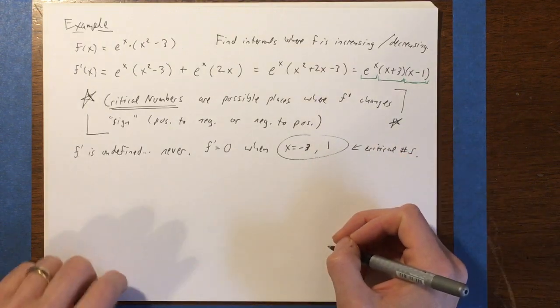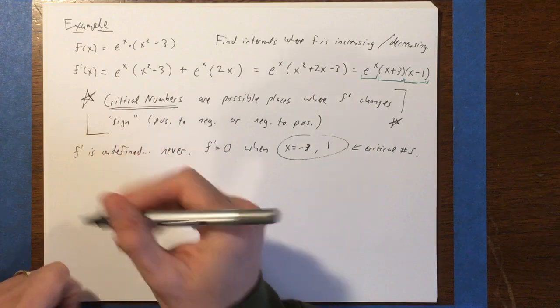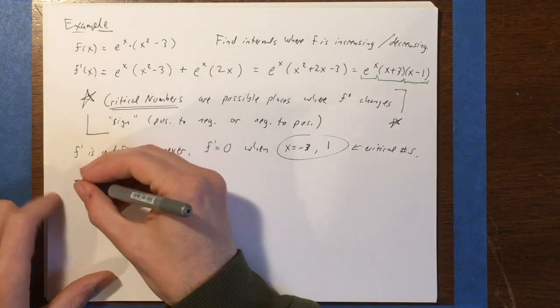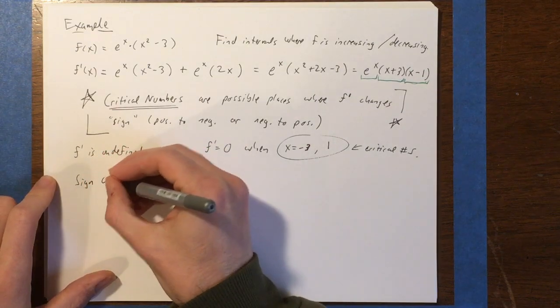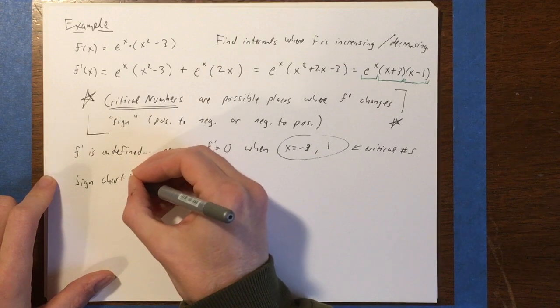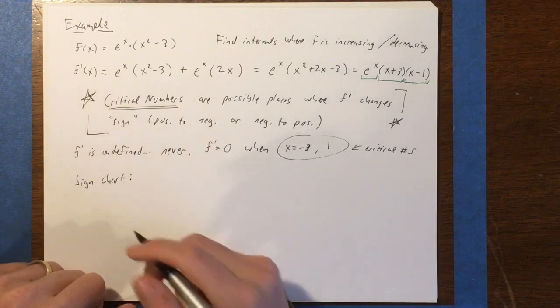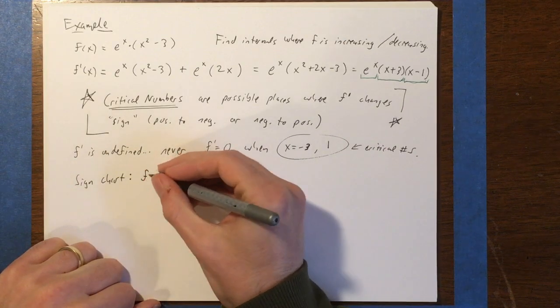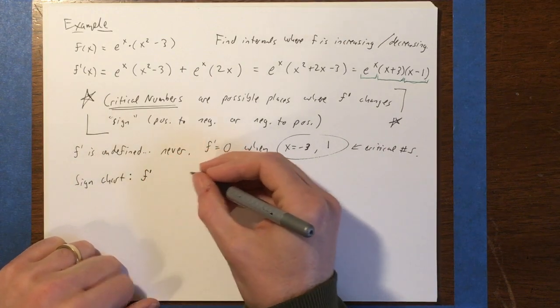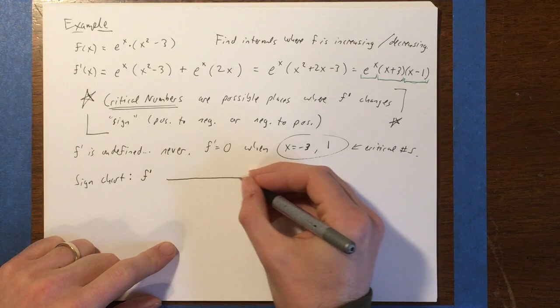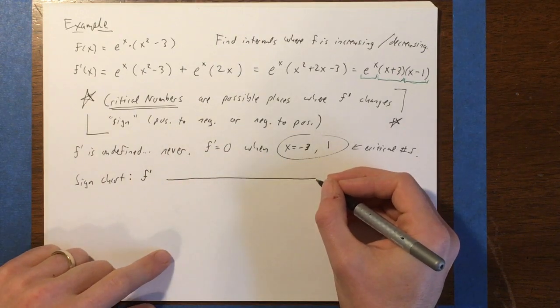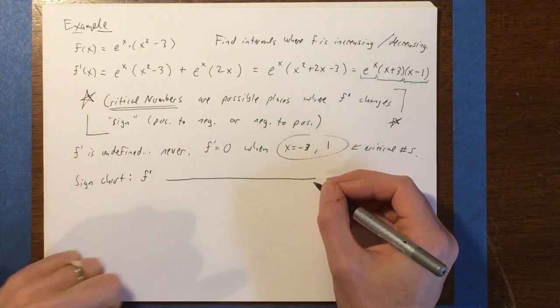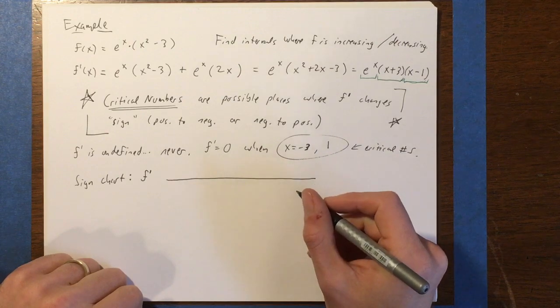So now, to figure out where f prime is positive or negative, we'll build a sign chart. I think we've done this once before, when we were talking about position, velocity, and acceleration. I'm expecting that you would have seen a sign chart back in pre-calculus or college algebra, but if not, they're not too hard to do. So I'll show you how to do it.